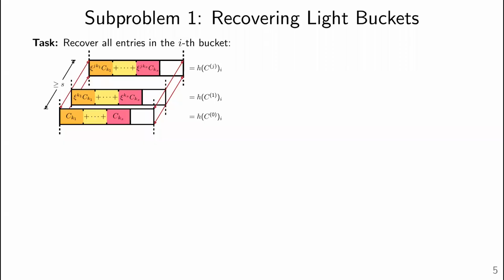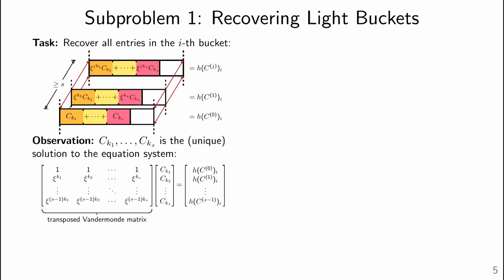Okay, let's talk about subproblem 1 first. The setup is like this. Focus on some bucket, say the ith bucket. Then we have access to all the ith coordinates of the many auxiliary vectors. If we assume that the bucket is light, then there are, say, s entries hashed to it. So each bucket is a sum of s terms where each term is weighted differently with powers of xi. And we know that there are at least s auxiliary vectors available. Now, just by the definition of these auxiliary vectors, and if you stare at it for a little bit, you can see the following observation.